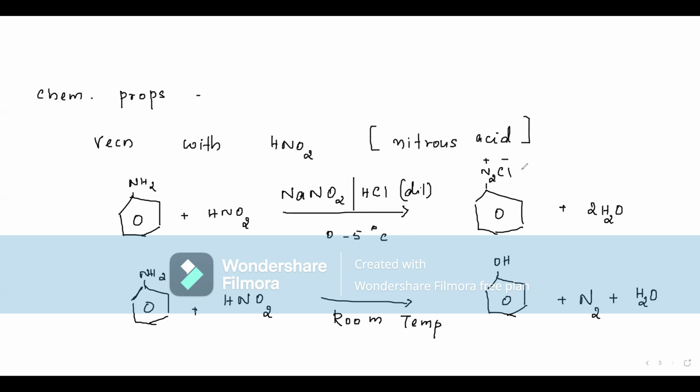If you want diazonium chloride, you need to keep the temperature between 0 to 5 degrees. If you need a phenol, then the temperature has to be room temperature or above 5 degrees Celsius. So this is a frequently asked question, the reaction of aniline with HNO2. Keep this reaction in mind, write and practice.